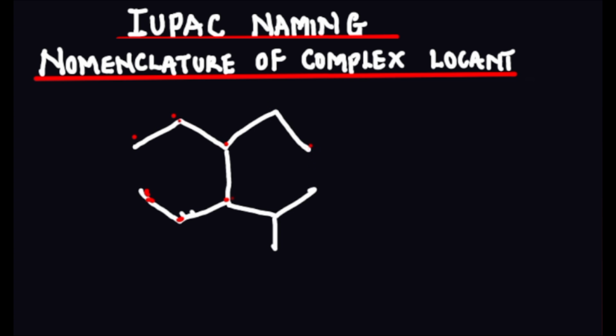1, 2, 3, 4, 5. That one is 5. I cannot follow that way. Then 1, 2, 3, 4, 5. I cannot follow this way as well. So let me basically follow this way. 1, 2, 3, 4, 5, 6.